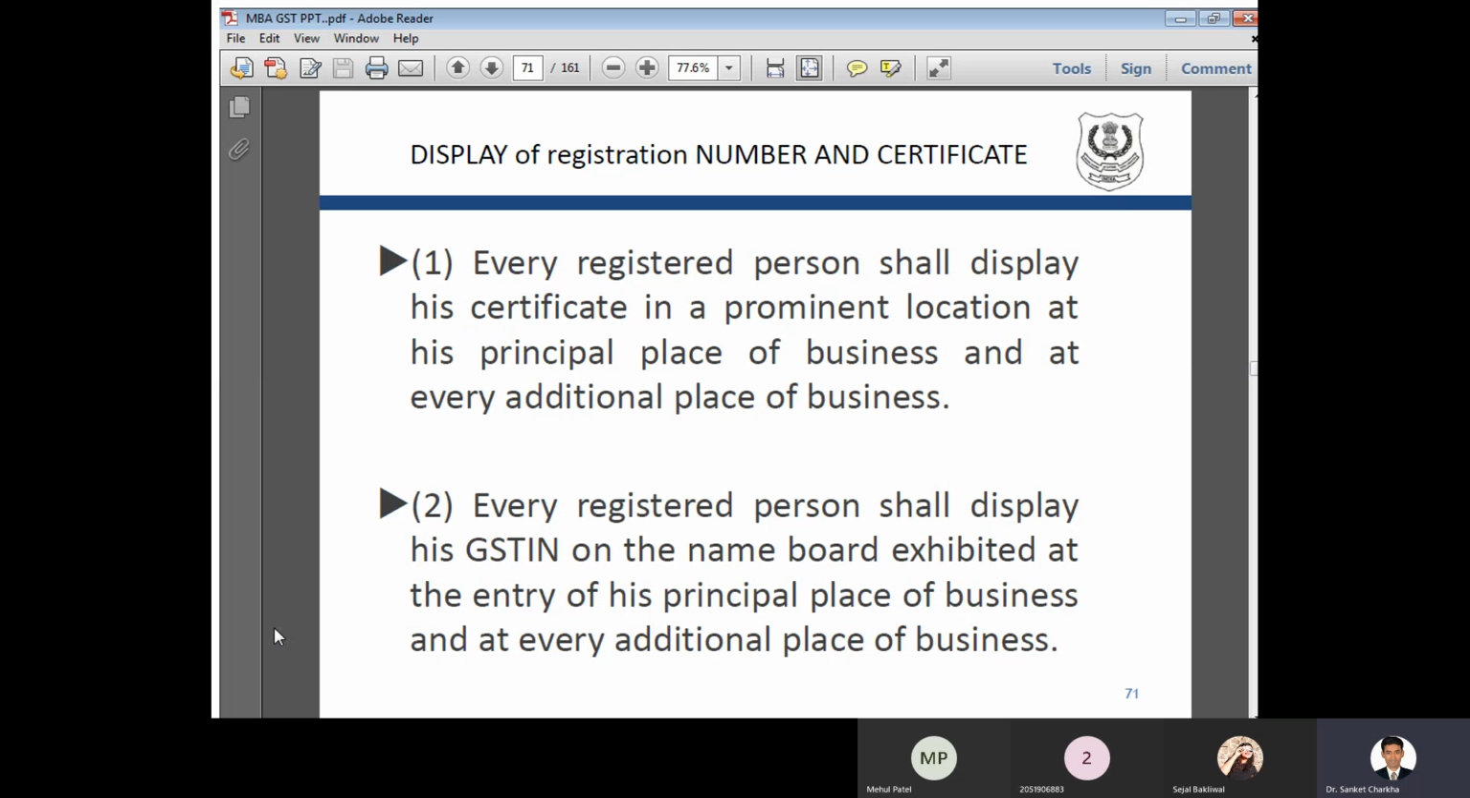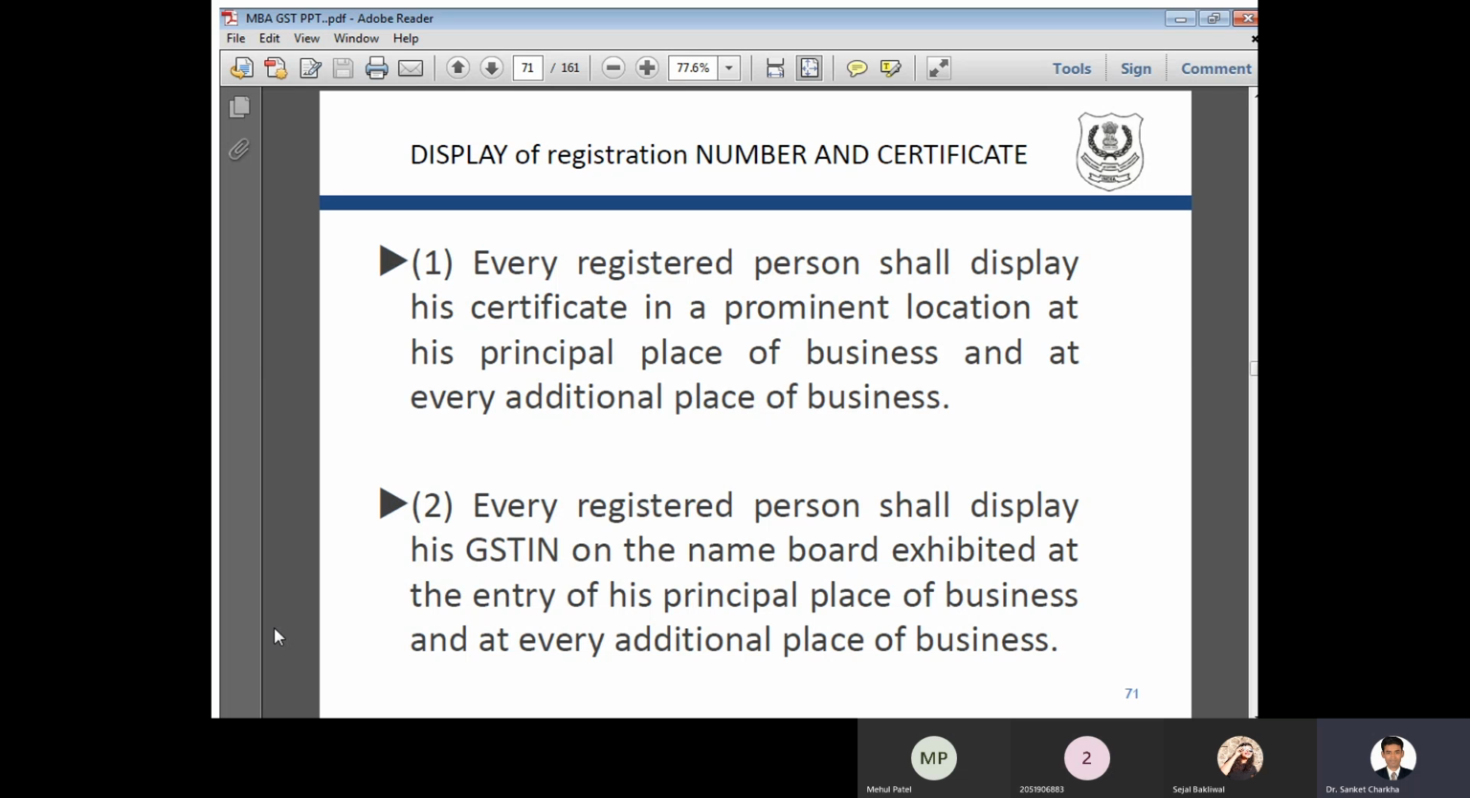At the head office or the corporate office, you have to display your GST number, and at the additional places of business, that is, at each and every branch or office, the registration number has to be displayed in a legible way.